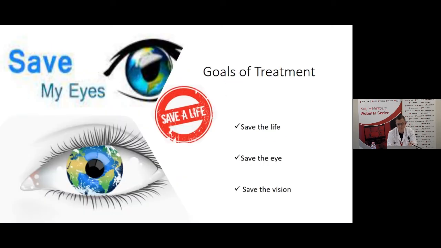I also want to again emphasize that the goals of the treatment of eye tumors are, first of all, to save the life of the patient, which we will do anything for, and then save the eye itself, the cosmetic appearance of the eye, and then save the vision. And this is true for all ocular malignancies, I guess.